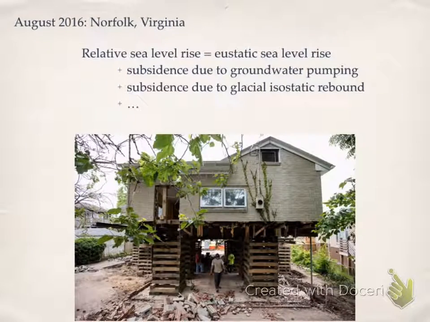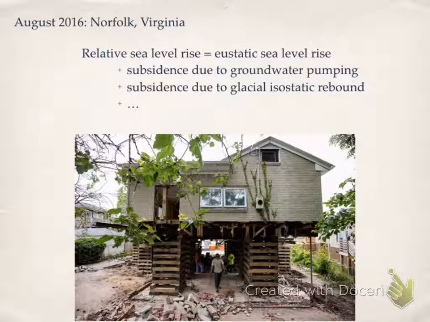But this also can be looked at as a problem using these same geophysical concepts. In this case, the relative sea level rise in these areas is a combination of the eustatic sea level rise, which is the actual volume change in the ocean, which in this case mostly comes from thermal expansion of the water itself, along with melting glaciers. Those are the two biggest components of the eustatic sea level rise.